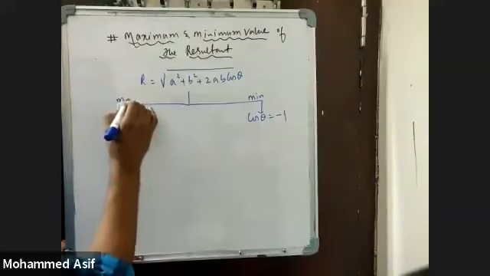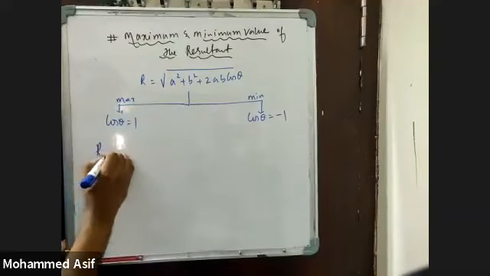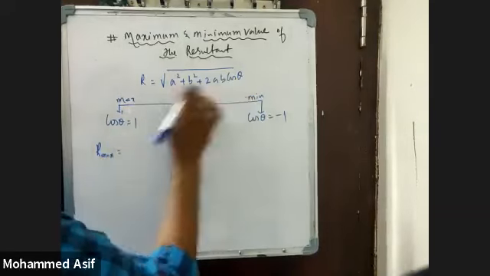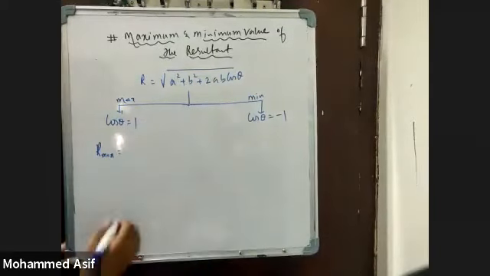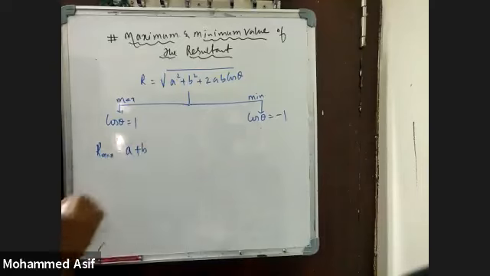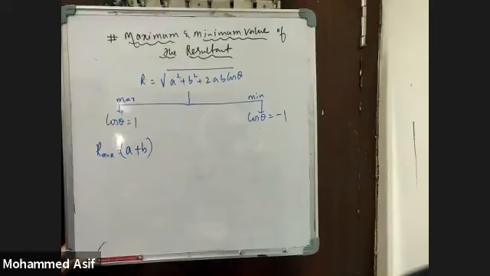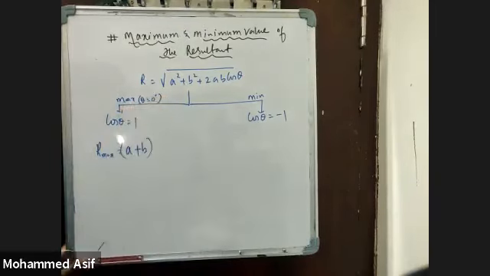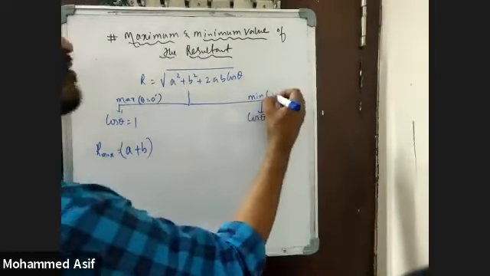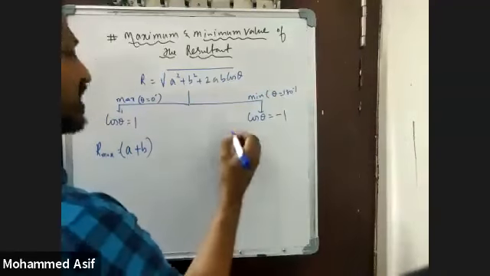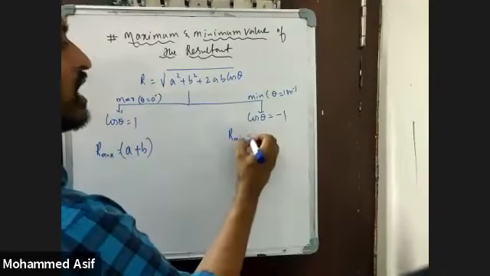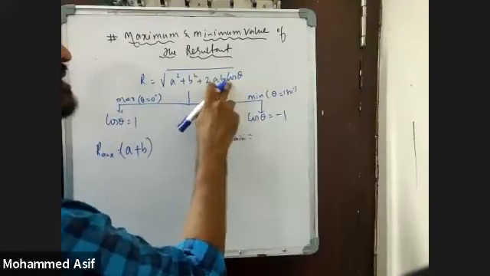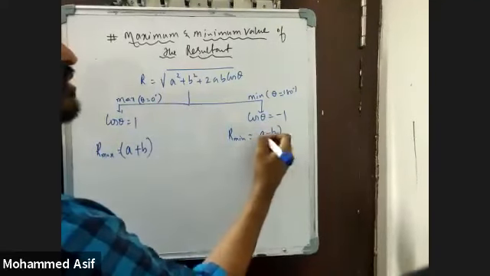That means R max value will be equal to, when cos theta value is 1, under root of A square plus B square plus 2AB. So this will become A plus B. So maximum value is nothing but A plus B. For this, theta must be equal to 0 degrees. For the minimum value, cos theta is -1, that means theta should be equal to 180 degrees. It means R value will become minima. R minima, if I take minus here, this will become A minus B.